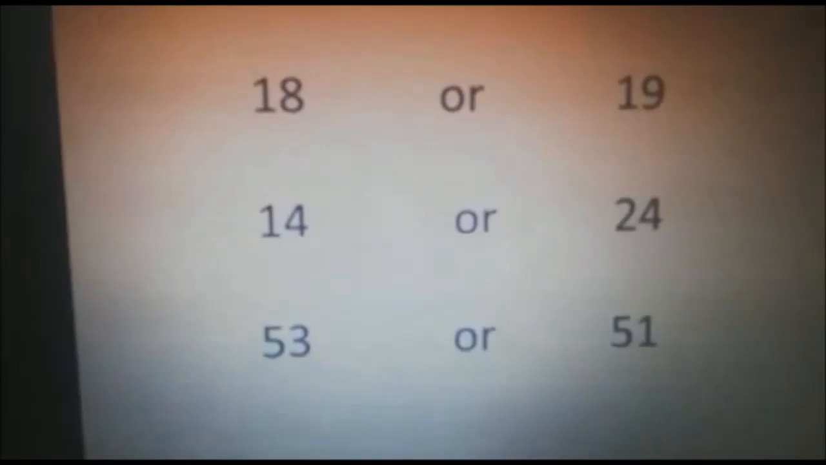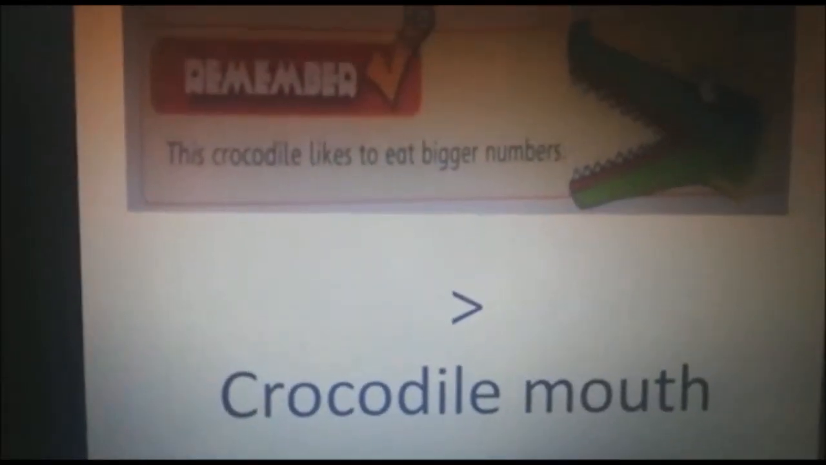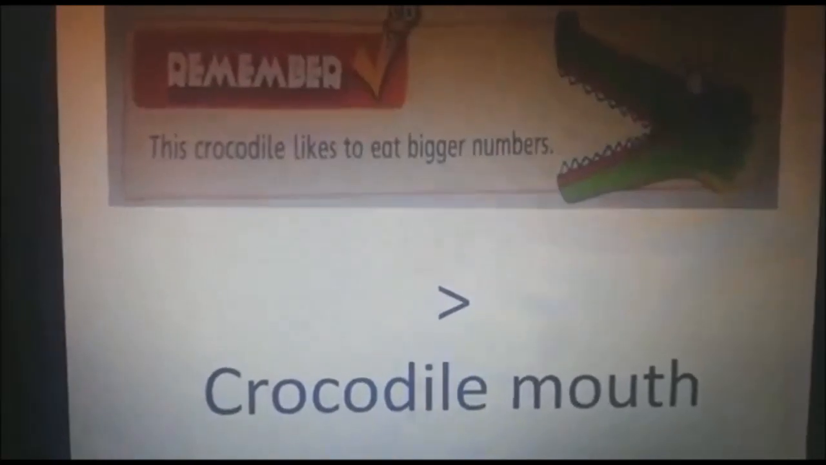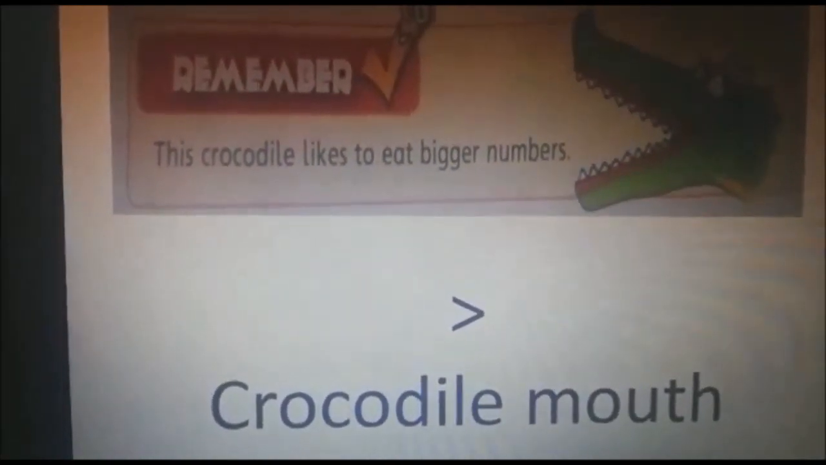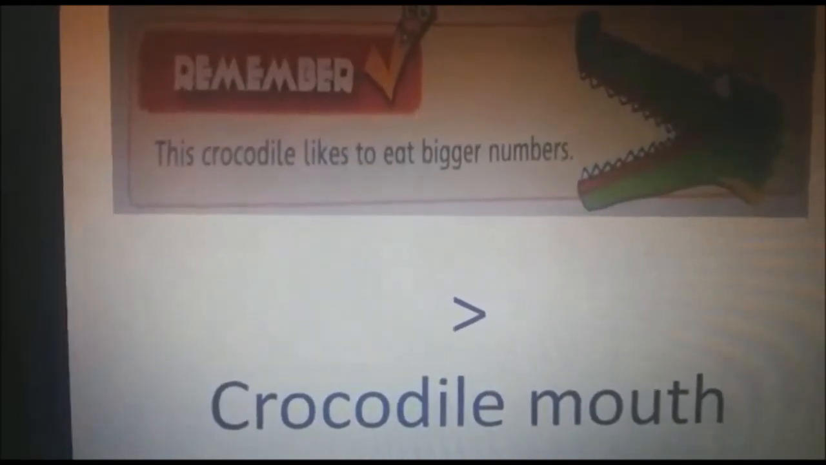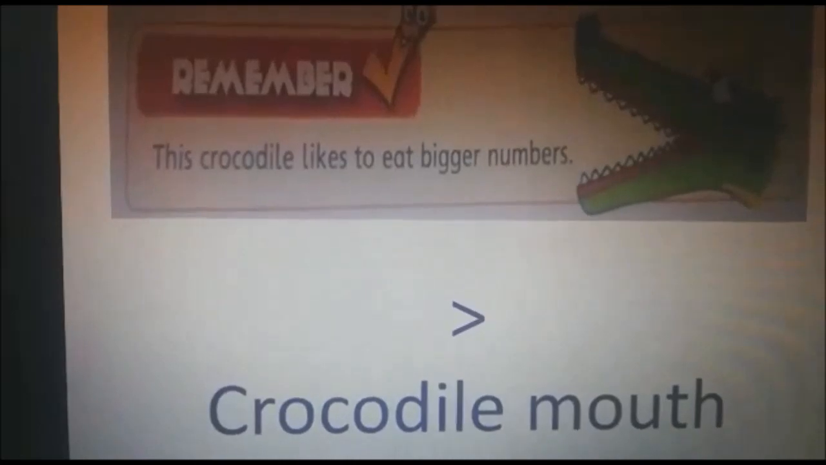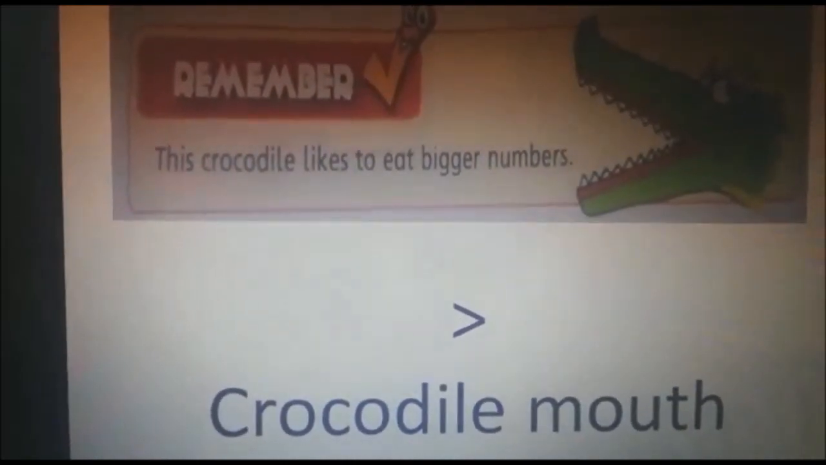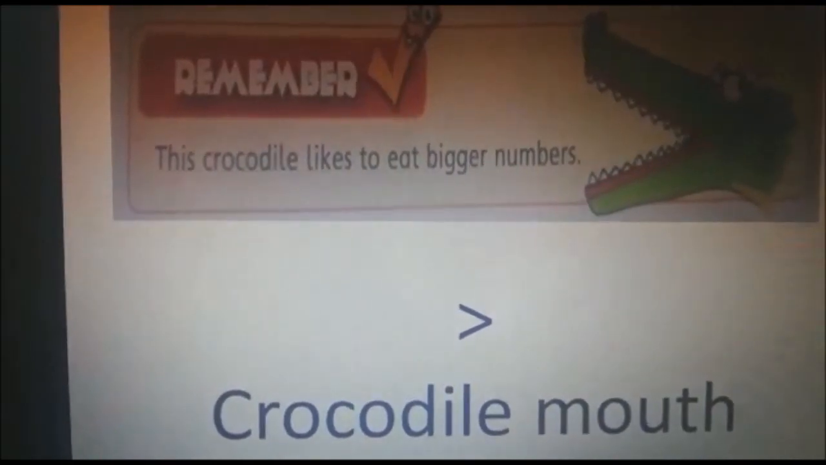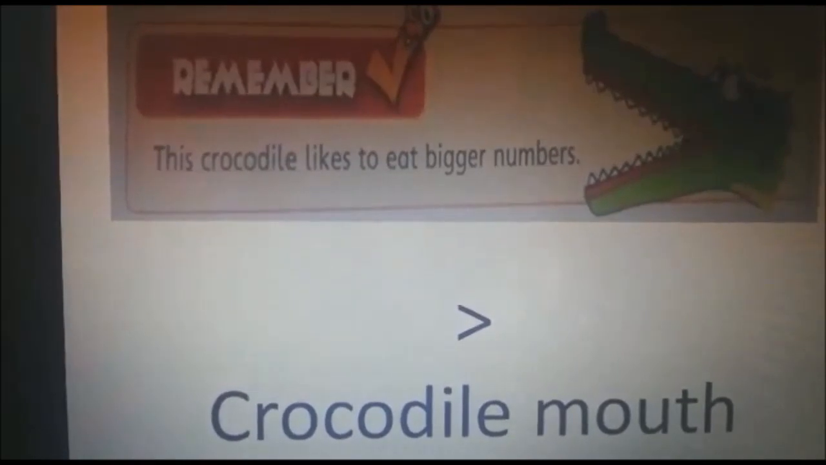Now children, here I show you a crocodile. This crocodile likes to eat bigger numbers. Always remember, the crocodile likes to eat bigger numbers. See the next picture. What is it? Yes, it is a crocodile mouth.